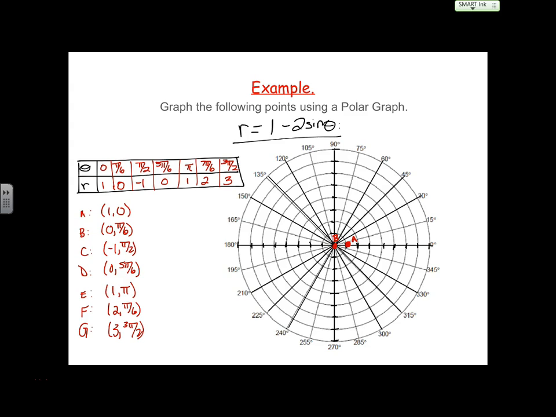What do you guys do for negative 1, pi over 2? Because here's the pi over 2 line, right? What's negative 1? One in the opposite direction. Yeah, Ashley's pointing down. Instead of going up towards 90, instead of going up towards pi over 2, I'm going 1 backwards. And C should be down.